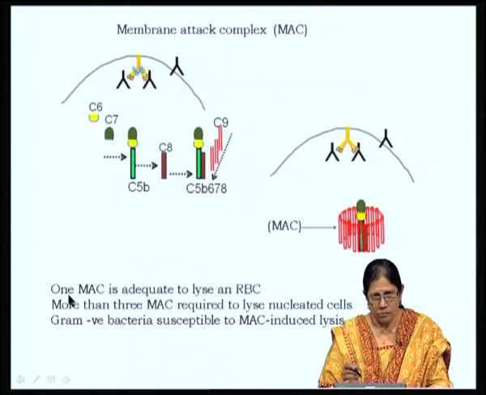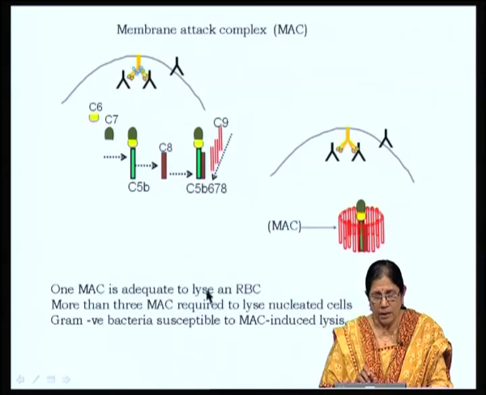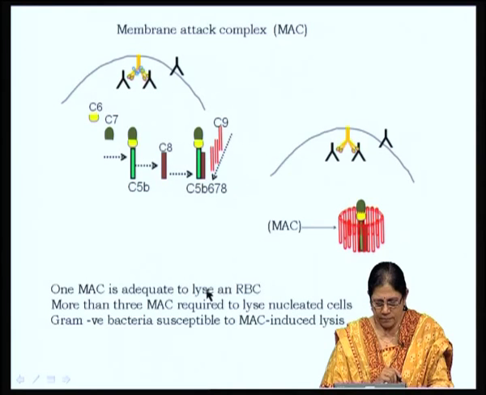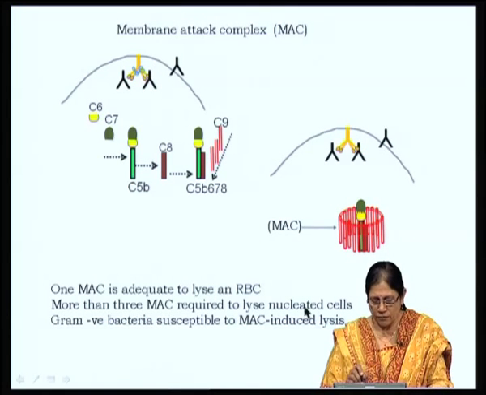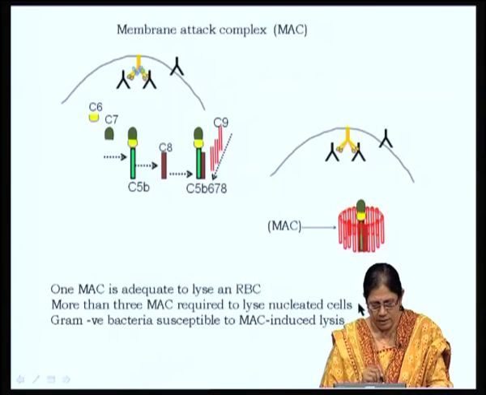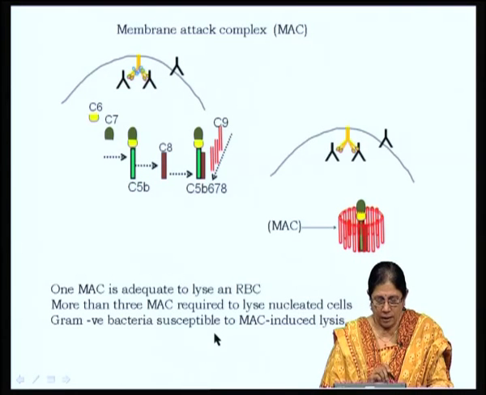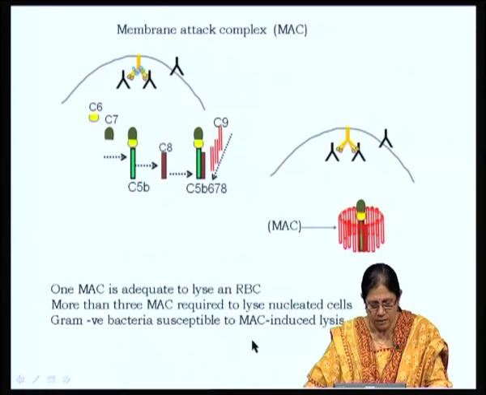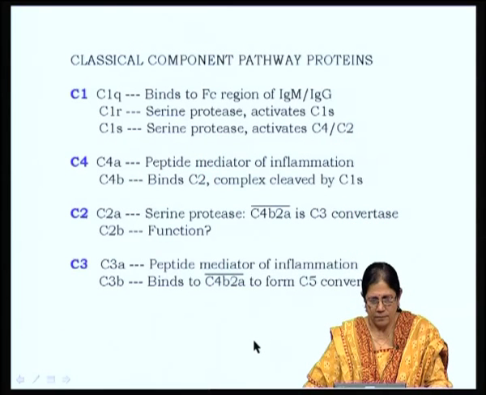Now, what does MAC do? As the name suggests, it lyses cells. How will it do that? It actually makes a pore in the membrane. One MAC is adequate to lyse one red blood cell. However, in case of lysing nucleated cells, more than 3 MACs are required. Gram-negative bacteria are susceptible to MAC-induced lysis, whereas gram-positive bacteria, which have a peptidoglycan layer, are resistant.